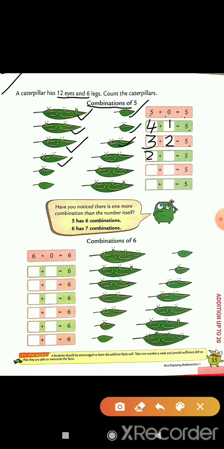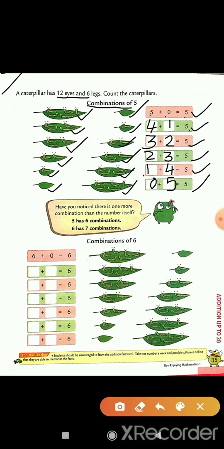2 and 3. So 2 plus 3 is equal to 5. 1 and here 4. So 1 plus 4 is equal to 5. 0 because there is no caterpillar, and 5. So 0 plus 5 is equal to 5. So the combinations of 5 are 5 plus 0, 4 plus 1, 3 plus 2, 2 plus 3, 1 plus 4 and 0 plus 5.